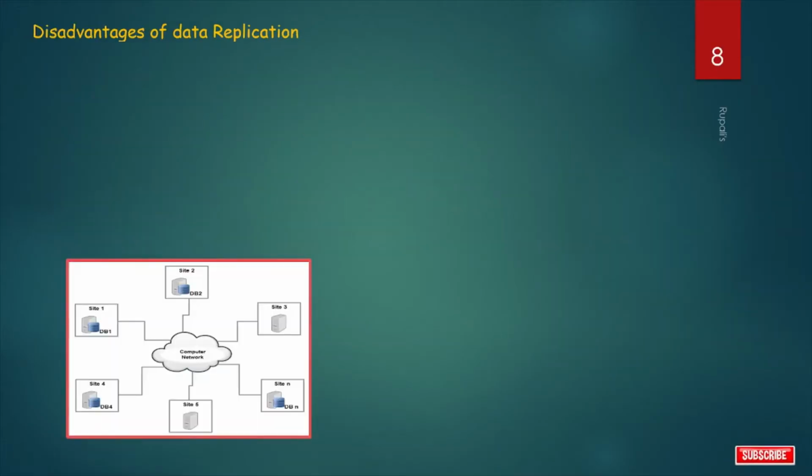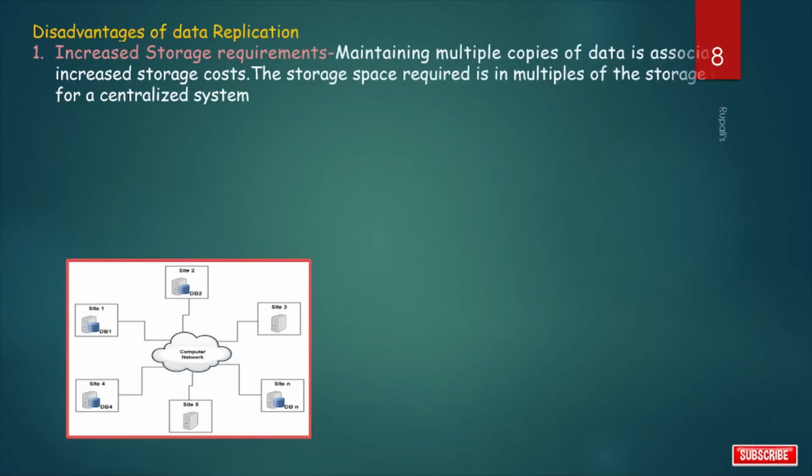But there are some disadvantages in data replication. First one is increased storage requirement because there are multiple copies of the database. For maintaining those multiple copies, storage cost increases. So maintaining multiple copies of data is associated with increased storage cost. In a centralized database, the whole database is stored in one location, in one site. But in a distributed database, there are multiple copies. So multiple copies of storage are also required. So the storage space required is in multiples of the storage required for a centralized system.